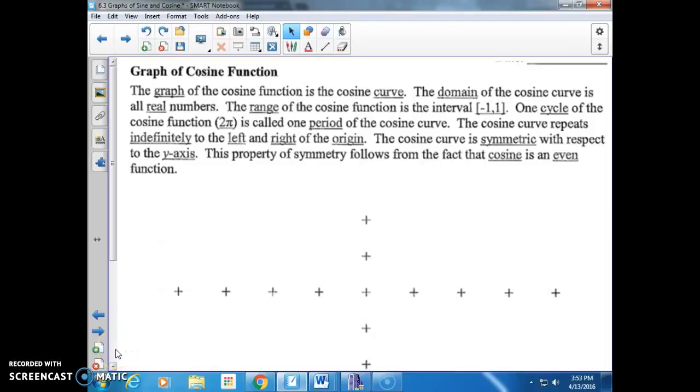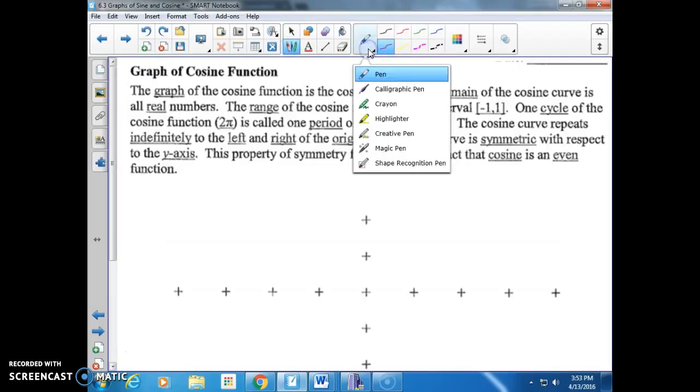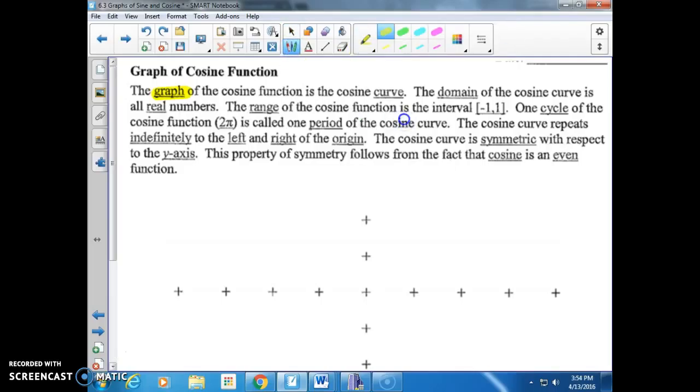All right, so the last one we're going to do is the graph of the cosine, and then we're going to evaluate some expressions. So the graph of the cosine, very similar to the graph of the sine. It's called the cosine curve.